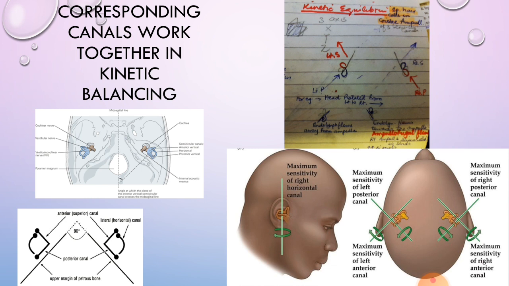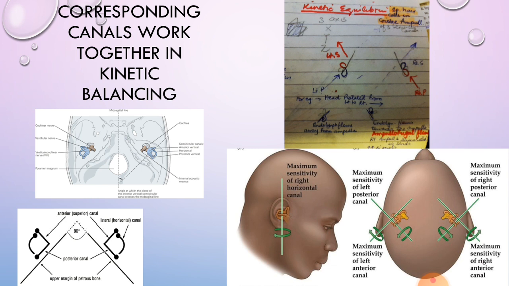Now, the corresponding semicircular canals of the two sides work in the same plane, and they work together. The right superior or the anterior and the left posterior work together. I'll just repeat this again. The right anterior and the left posterior semicircular canals and ducts work together. Similarly, the right posterior and the left superior work together.